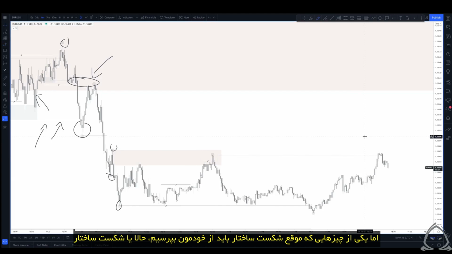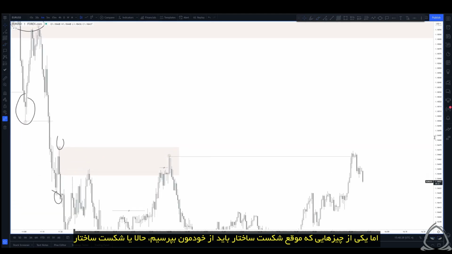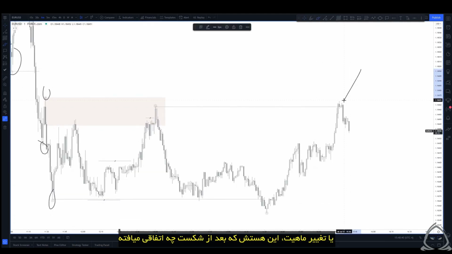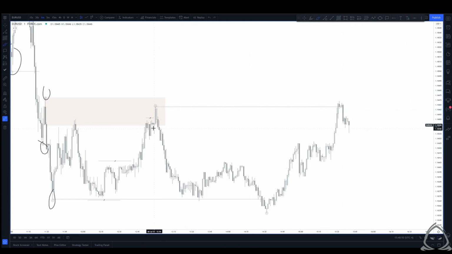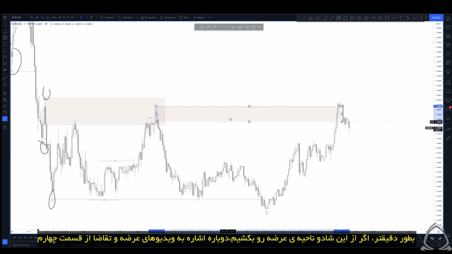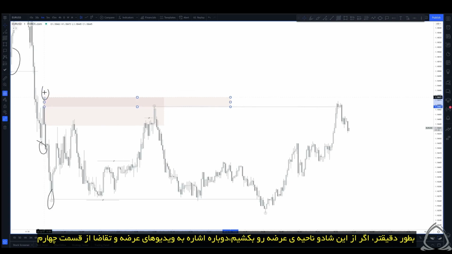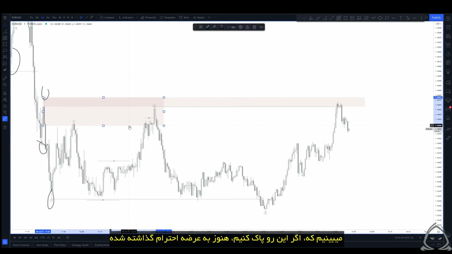But one of the things we need to ask ourselves when we are breaking market structure, whether it's a break of structure or a change of character, is what happens after we break that structure. We can see that we broke this previous lower high and we basically rolled right over. We can see that this is a supply zone, but more specifically, if we were to draw a supply zone from this wick, again referring to the supply and demand zone video from episode 4, what we can see if we just clean that off is we have still a respect of supply.